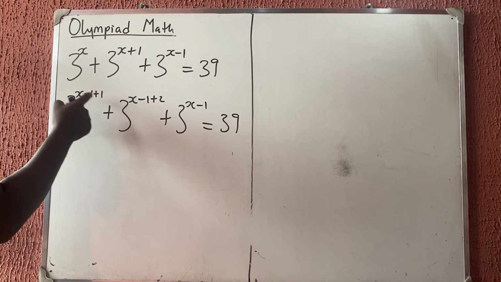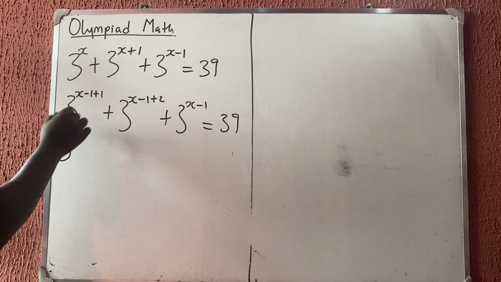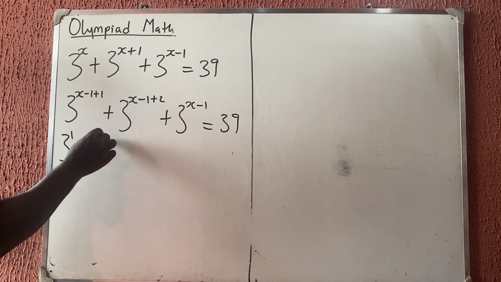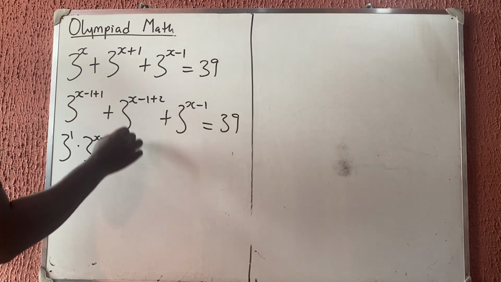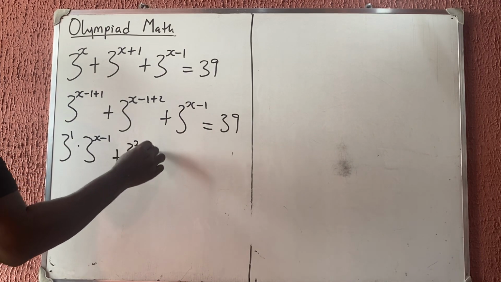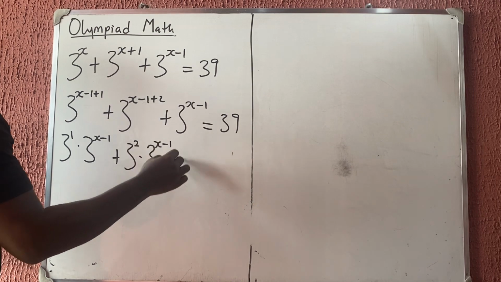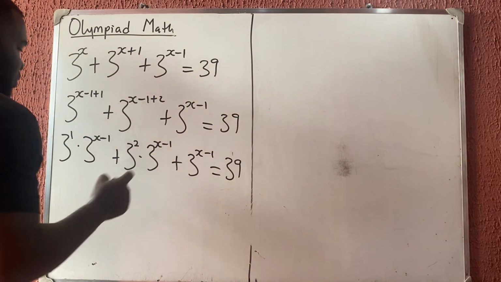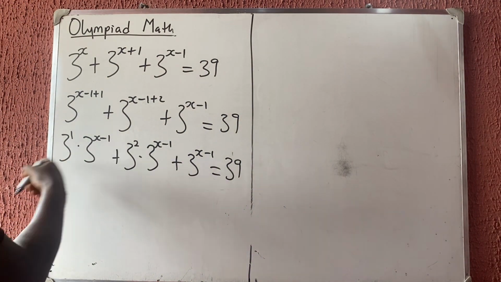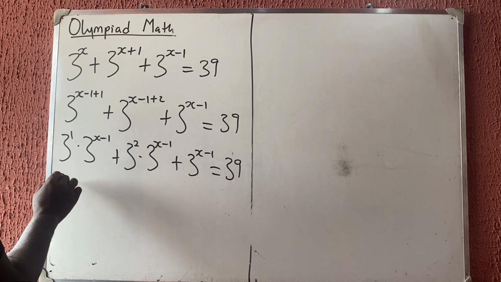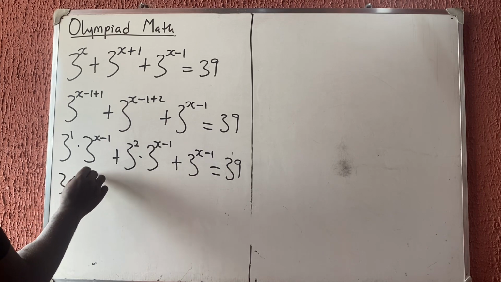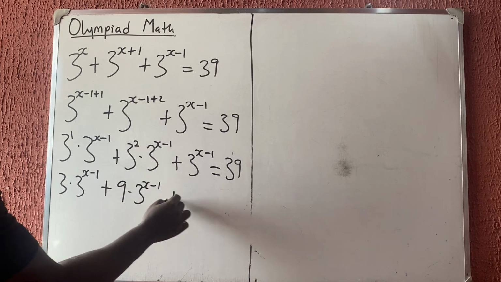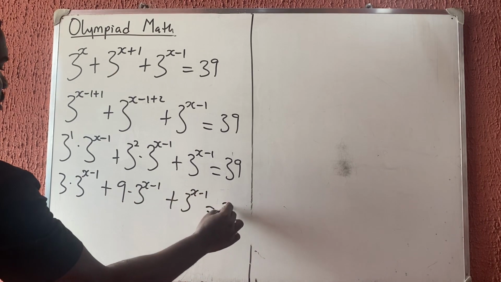Now, according to indices, this can be written as 3 raised to power 1, that is this one, dot 3 raised to power x minus 1. Plus, this one can be written as 3 raised to power 2, then dot 3 raised to power x minus 1. Then plus 3 raised to power x minus 1 is equal to 39. So what do we do? We can factorize. Before factorization, this is 3 dot 3 raised to power x minus 1 plus 9 dot 3 raised to power x minus 1, then plus 3 raised to power x minus 1 is equal to 39.